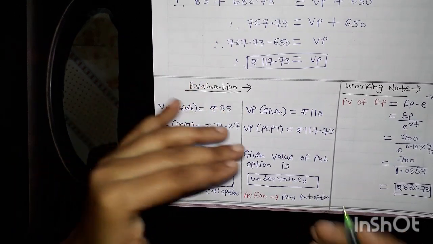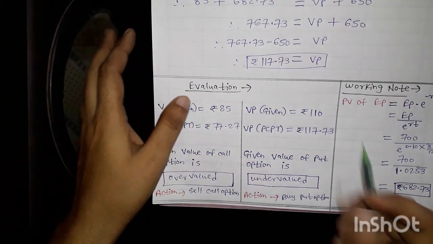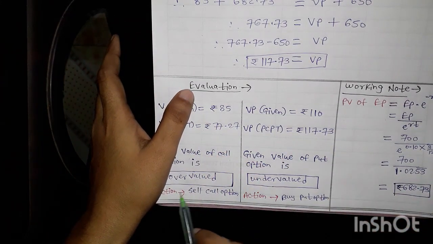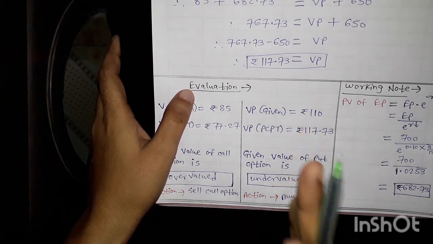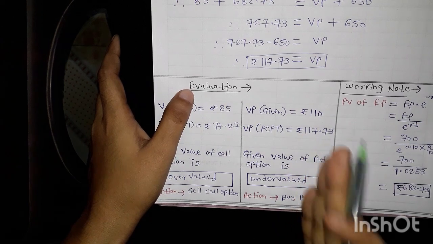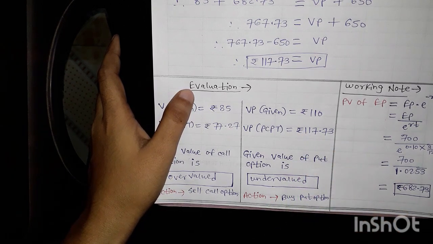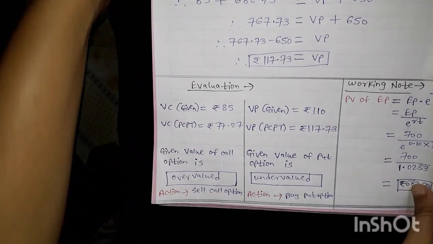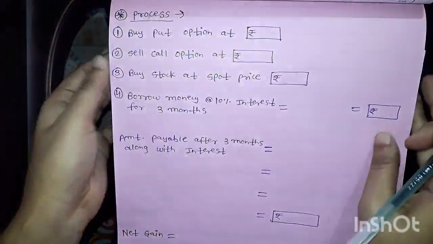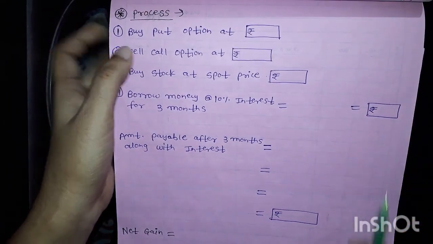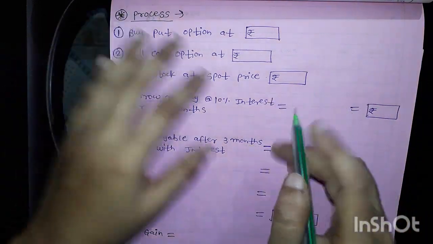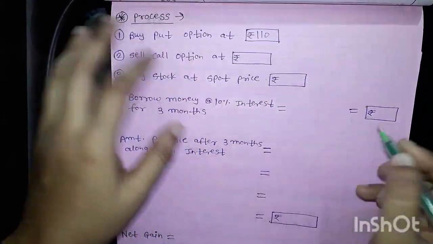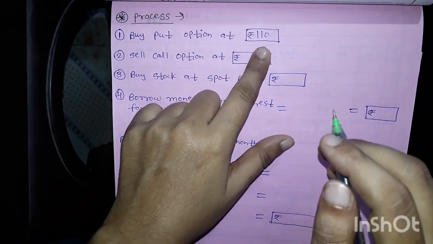Okay, because whichever is lower, there is benefit in buying that. So if we are buying put option, it means we are going to sell call option, because this is overvalued and this is undervalued. So in case of buying, the cost should be lower. So that's why we are going to buy the put option and we are going to sell the call option. Now we have to consider this action and we have to follow the process. So here buy put option at, what rate of put option is actually given in the question, 110. Okay, so we are going to buy our put option at 110.